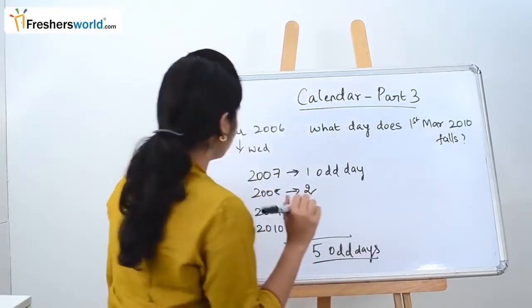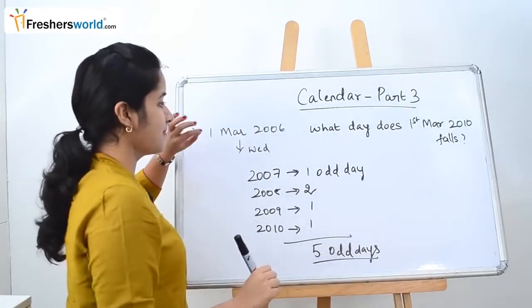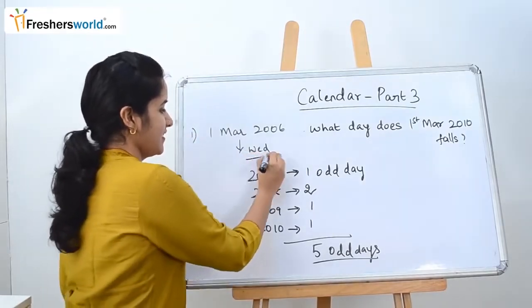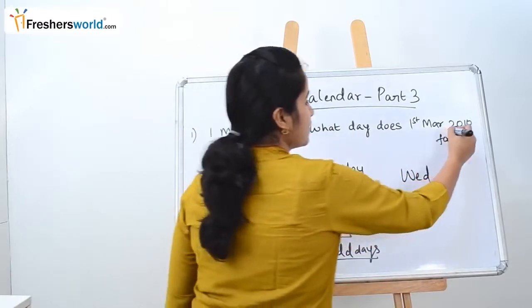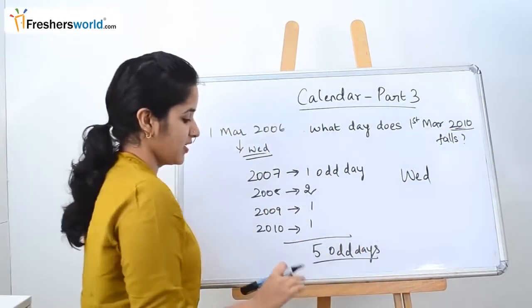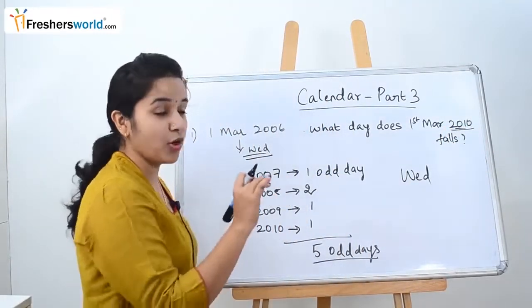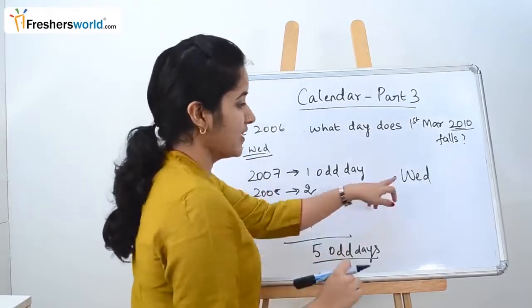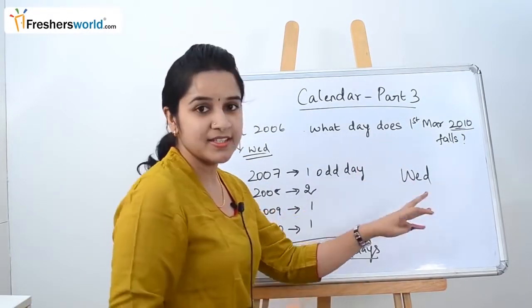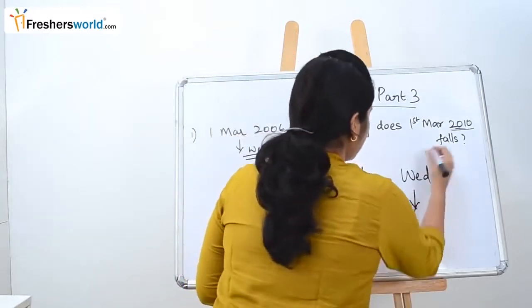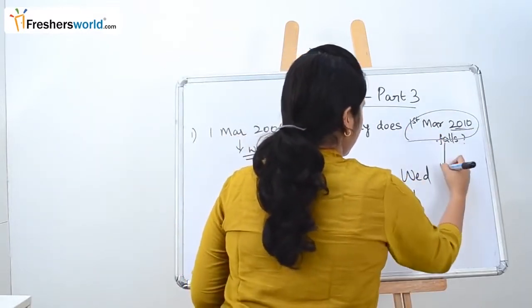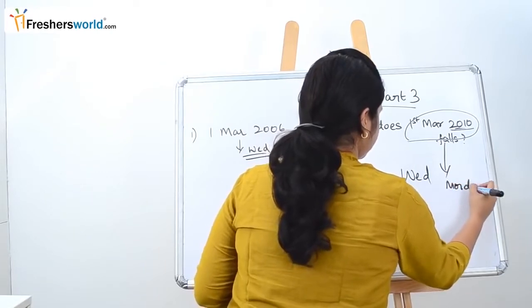So what do we do? The question they have given says 1st March 2006 is a Wednesday. So when does 1st March 2010 fall? We have 5 odd days in between. What do you do? You add 5. So Wednesday plus 5. So it's Thursday, Friday, Saturday, Sunday and Monday. So it's nothing but 1st March 2010 falls on Monday.